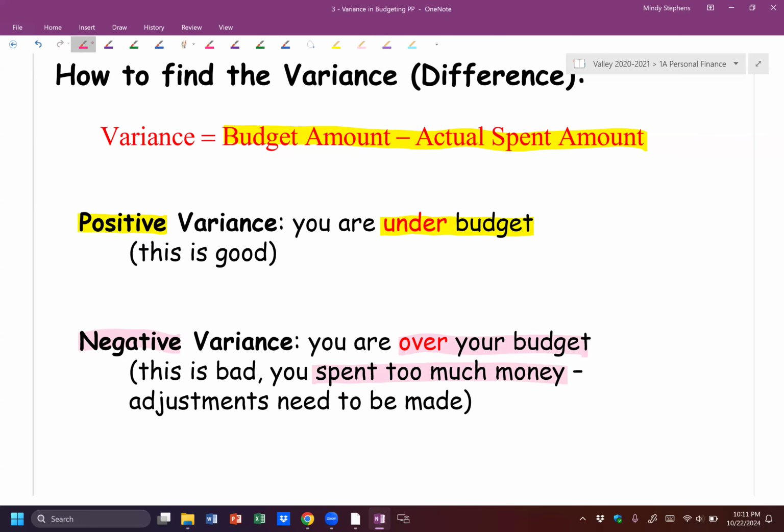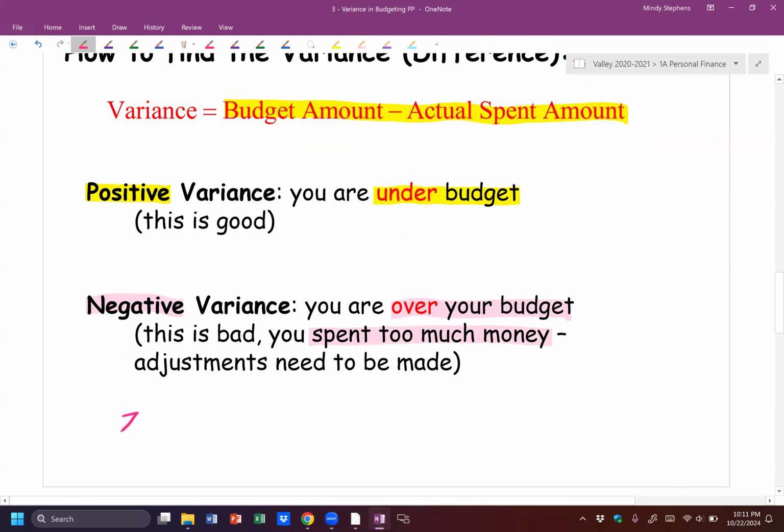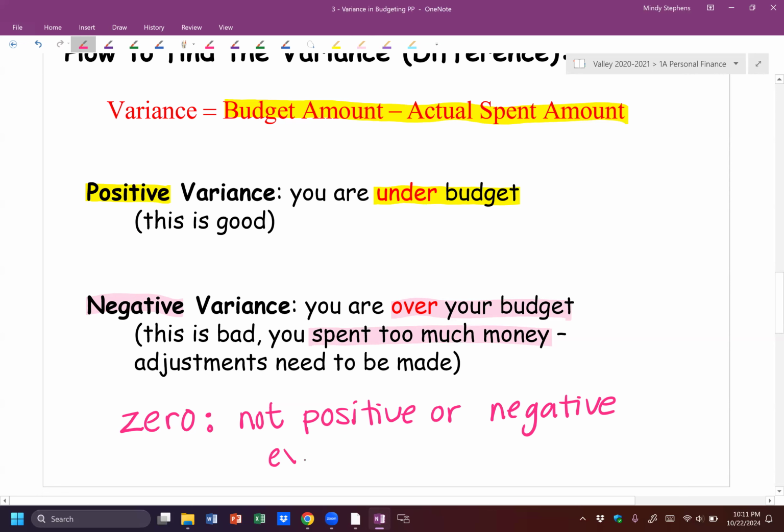One other thing, you could get zero. This isn't on your paper, but if you want to write yourself a note off to the side: zero is not positive or negative, first of all. If your variance equals zero, it just means you're exactly on budget. You spent exactly what you planned on spending.